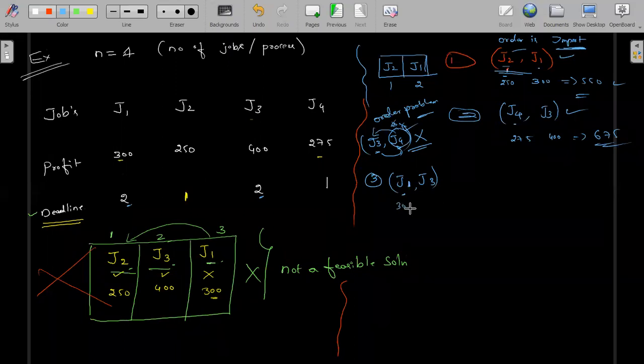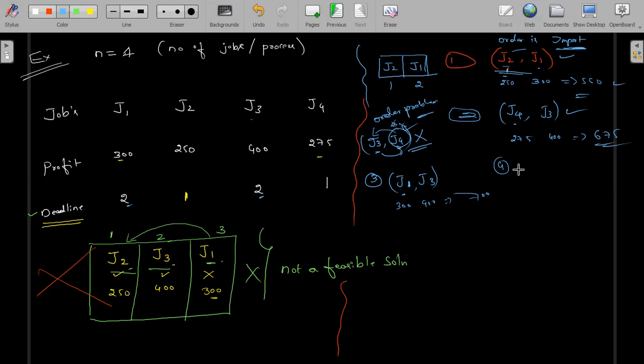Okay, the profits are 300. Again here. Okay, J3, what is the profit? 400. Okay. So totally we're going to get 700. Profits are 700 for this sequence. Okay, now let's see the fourth one.